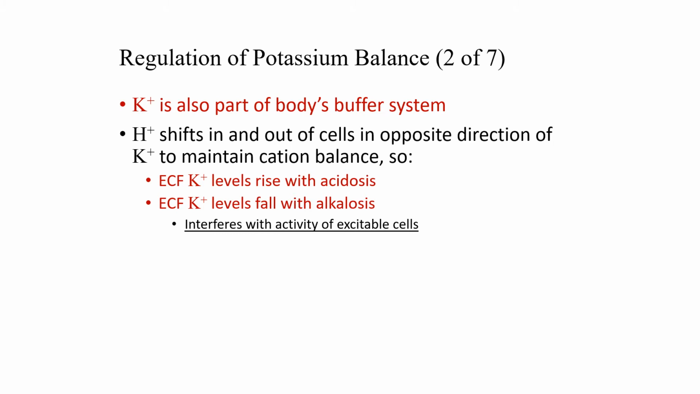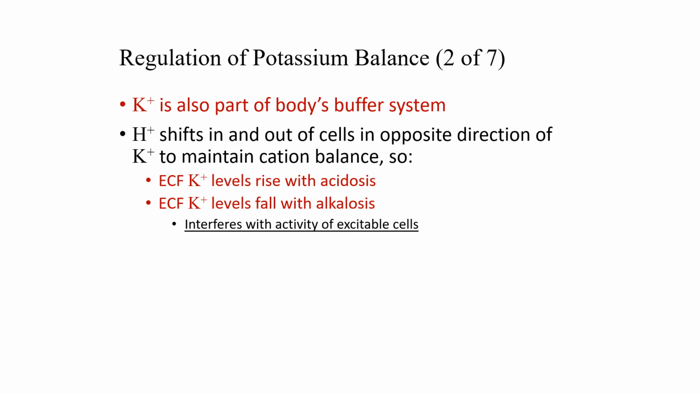Potassium is also very important in the buffer system. So when we buffer acids and bases, protons shift in and out in the opposite direction of potassium. So ECF potassium levels rise with acidosis, and ECF potassium levels fall with alkalosis.